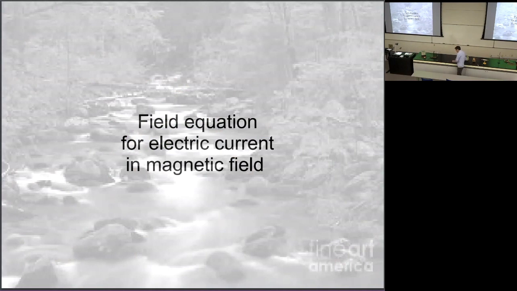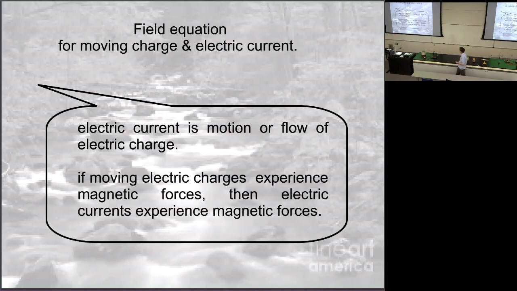So let's just begin with this bookkeeping item. I want to tell you that there's two ways of writing the field equation for magnetism. One we met and one we haven't yet met. But they're really just two versions of the same equation. The point is that we've talked about moving charged particles experiencing magnetic forces. Electrical currents are the motion, movement, flow of charged particles. So electrical currents should experience magnetic forces in magnetic fields also.